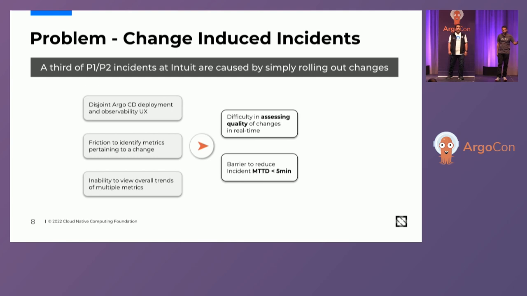So we did a little more deep dive to figure out why. There were two main reasons. One, we found out that there was a disjoint experience between the deployment, which is the Argo CD UX, which most people use, and the observability experiences we have built. Two, for developers, it was a little bit harder to figure out the quality of change. And we wanted to address that because it was increasing our MTTD.